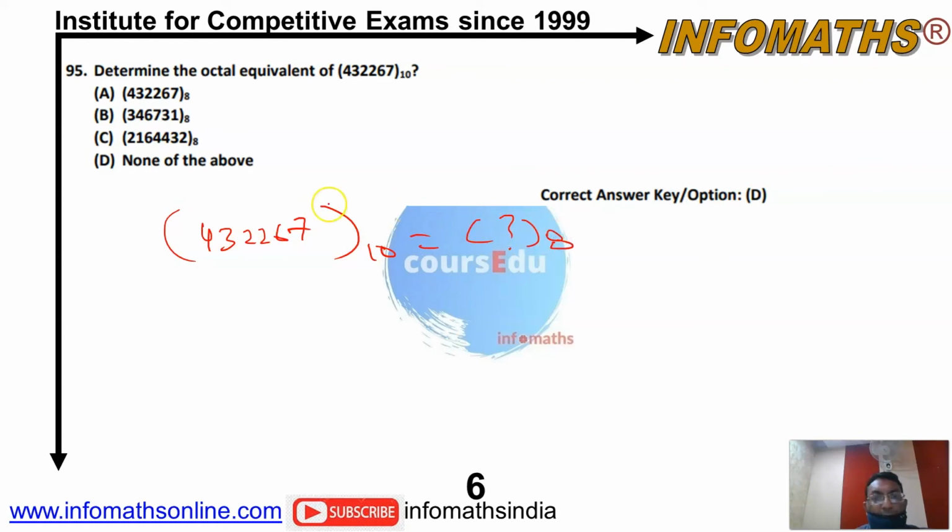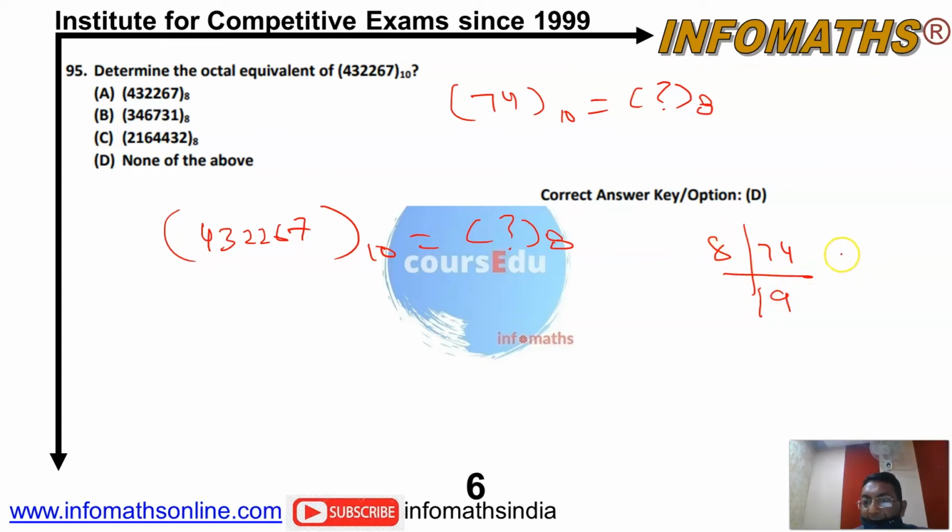Fine. Now there are two ways of solving this question. First way is to attempt it properly, like college studies for normal institutes do. What is the basic method of converting a small number? Let's say take a small number, 74 base 10 to octal: divide 74 by 8, and the quotient will be 9, 9 8s are 72, and the remainder will be 2. So the answer will be 92. Fine. Because the number is small, it takes very little time to solve it, and it's okay.